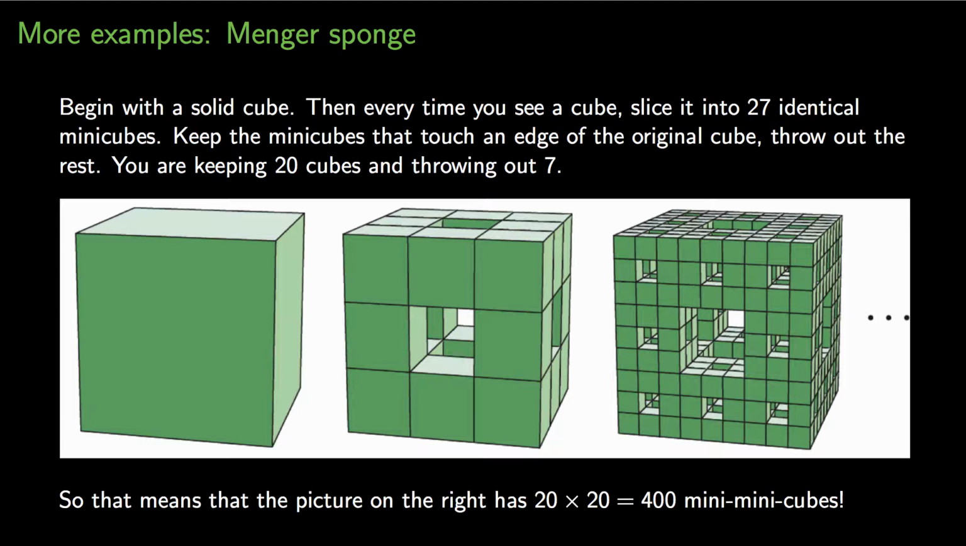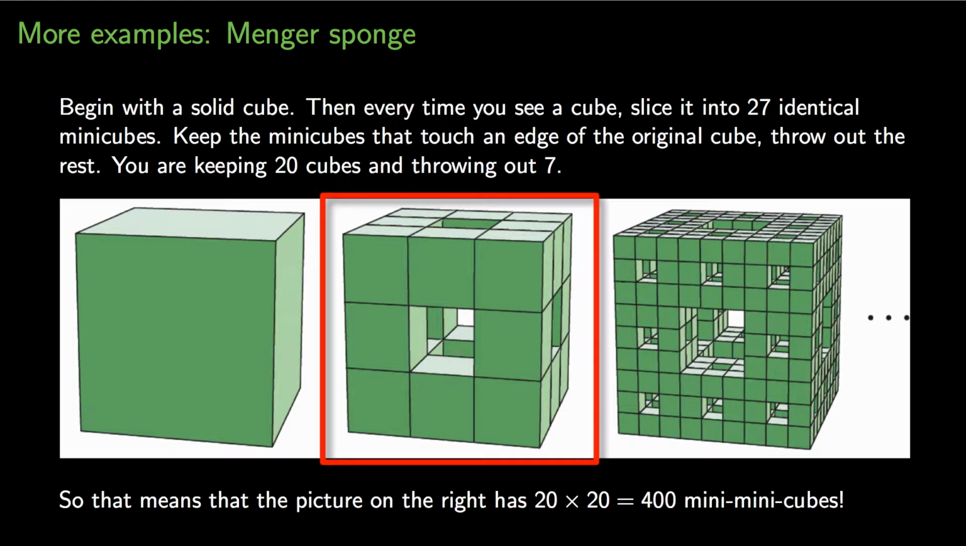So that means that I'm slicing in every dimension, I'm slicing twice. I'm slicing into thirds. So imagine that you have 3 layers of 9 cubes each. That's how you get 27. Now what I'm going to do is I'm going to keep the cubes that touch an edge of the original cube, and I'm going to throw out the rest.